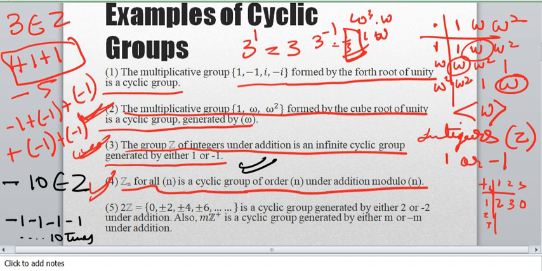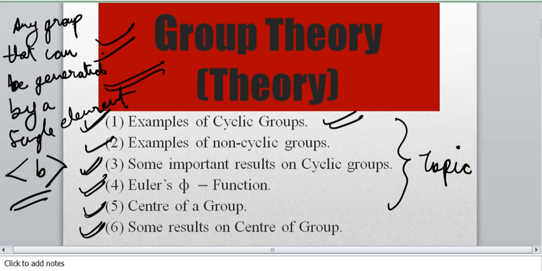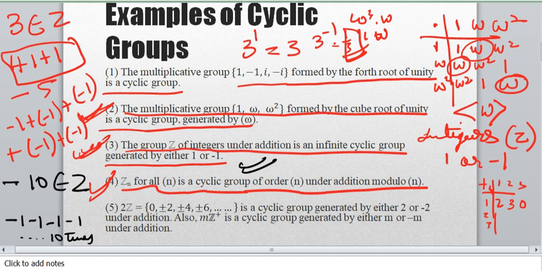When I go ahead with the mathematics of group theory, group theory is just not theory. There is mathematics too. Don't think that I'm going ahead with theory only. That's why if I go back to the first page, it's written theory, which means there is also mathematics. So don't worry. Moving on to the next one, what does it say? It says Zn for all n is a cyclic group of order n under addition modulo n.